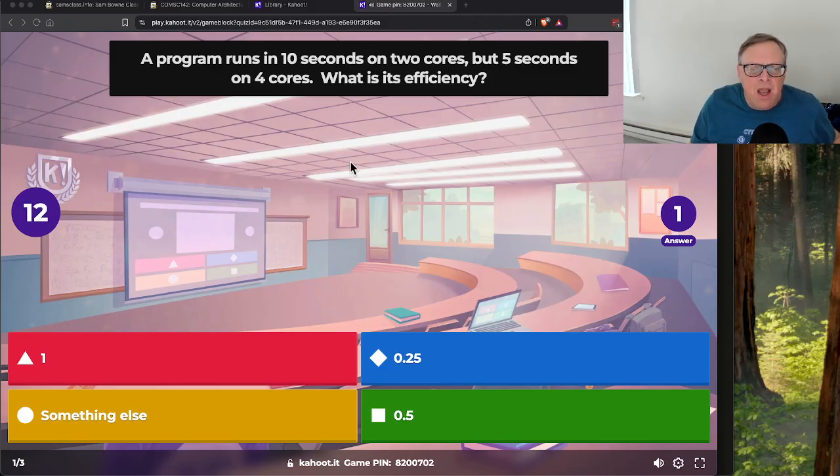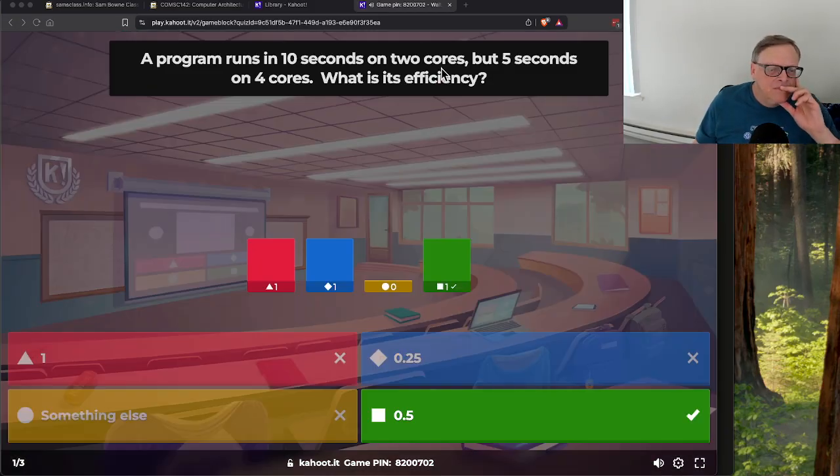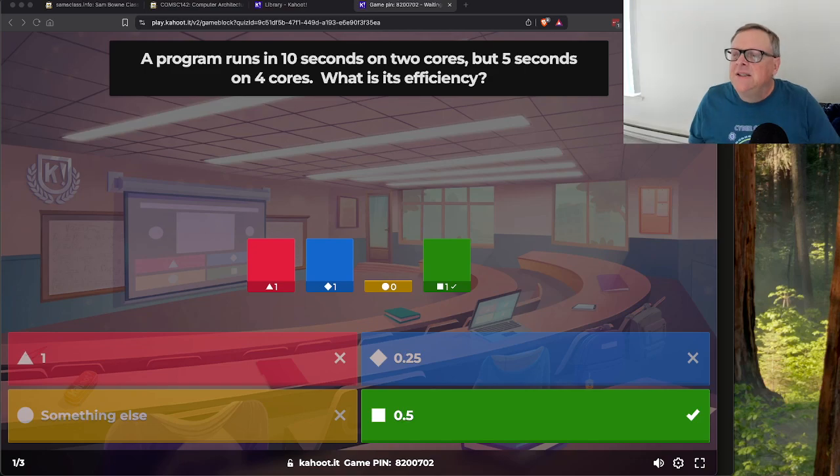You know, I think I should have had 10 seconds on 1 core there. Mistake in my question. Yep, sorry about that. It's really 0.5. This one is running at 100% efficiency. If you double the number of cores and it goes to half the time, what I meant to say here is 1 core. That's a mistake in that question. Very annoying. Error in first question.